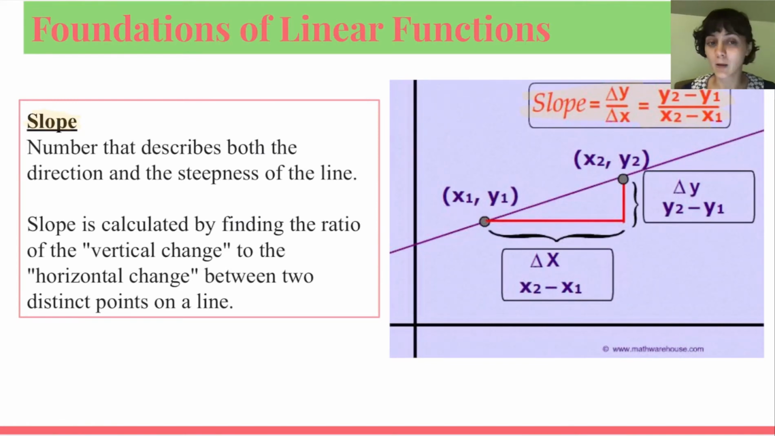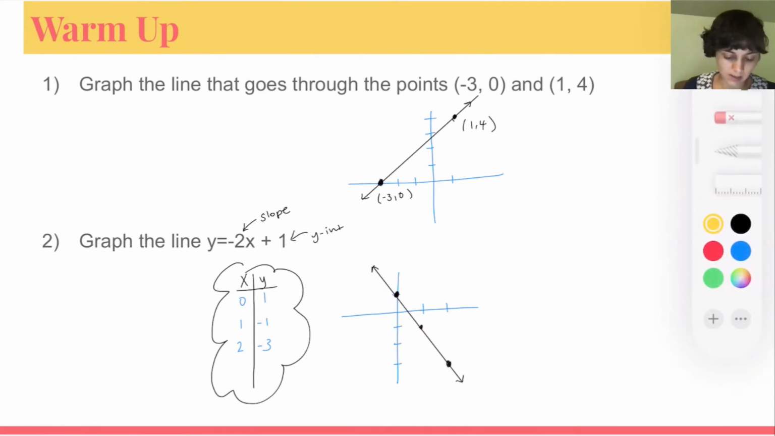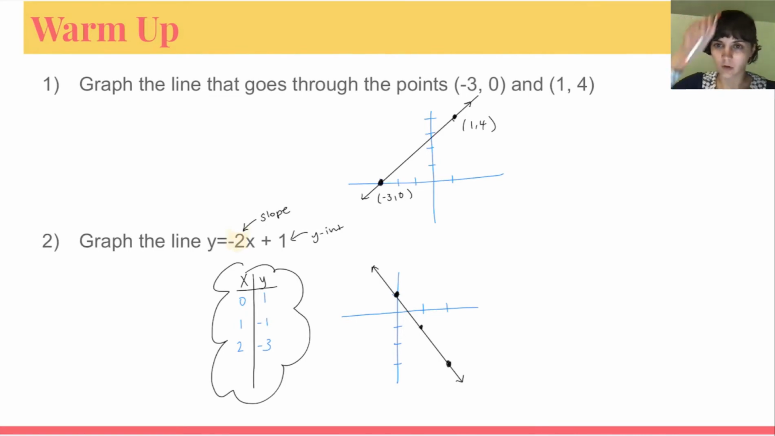So a slope is a number that describes both the direction and the steepness of the line. So both the direction and the steepness of a line. So in this warm-up problem, when I had a slope of -2, this -2 told me the direction, the negative told me that it was going down, and then the 2 told me the steepness. So 2 is a number bigger than 1, so it makes it a little steep, but it's not a very big number, so it's not very steep. But from that slope, I'm able to tell the direction and the steepness of the line.